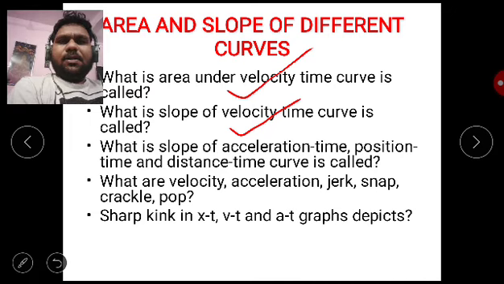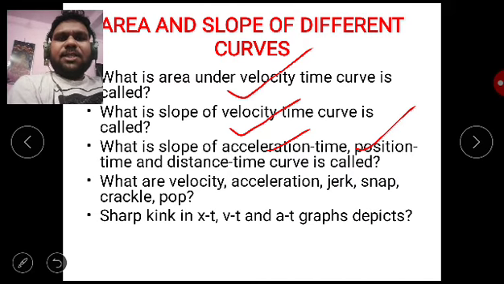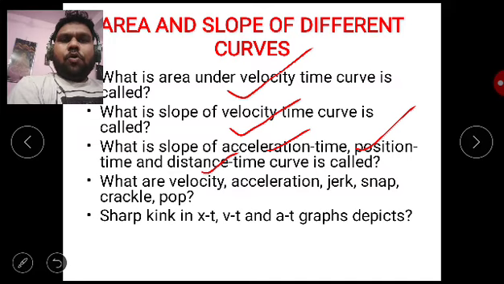This is also covered. Now somebody may ask what is the slope of the acceleration time, position time and distance time curve. The slope of the acceleration time curve is called jerk, the slope of the position time curve is called velocity, and the slope of the distance time curve is called speed. Now, what are velocity, acceleration, jerk, snap, crackle and pop?